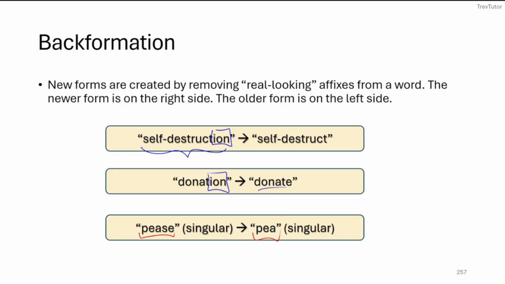So back formation can be difficult to identify without some dictionary, at least historical knowledge of the language. But typically, if you're in an exam situation or assignment situation and you have to pick between clipping and back formation, with clipping, you're not really just removing one affix, you're removing a bunch of syllables. With back formation, you're removing something that looks like a typical affix.